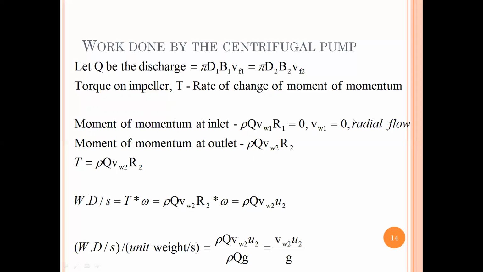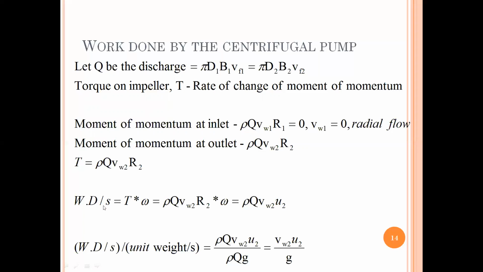So this entire term becomes 0. Okay, and why is it 0? Because it is flowing radially towards your vane. Now momentum at outlet is rho Q VW2 R2. So my torque will be its change. So 1 is 0, so I'll have rho Q VW2 R2.